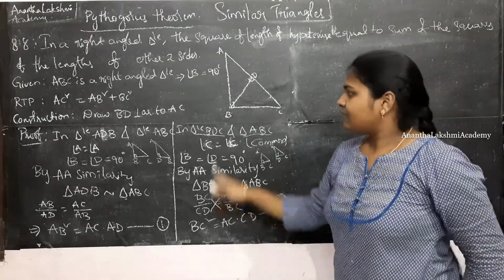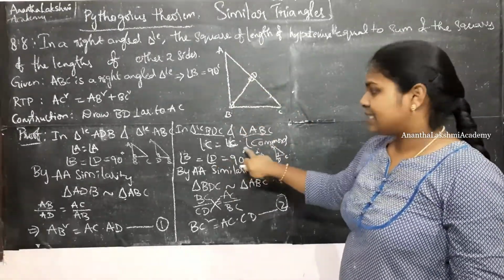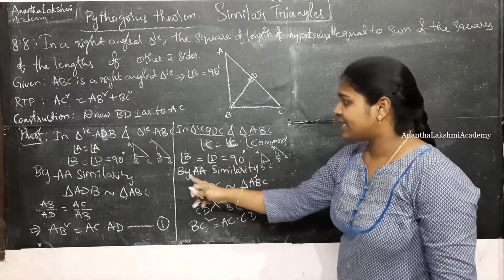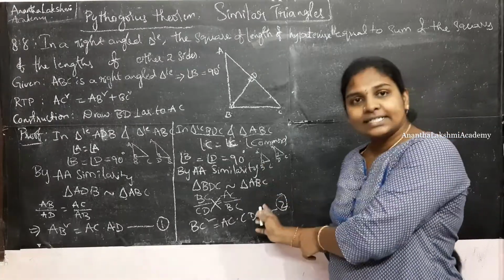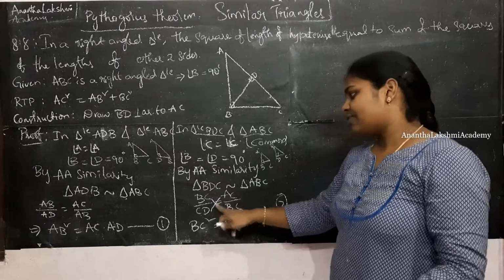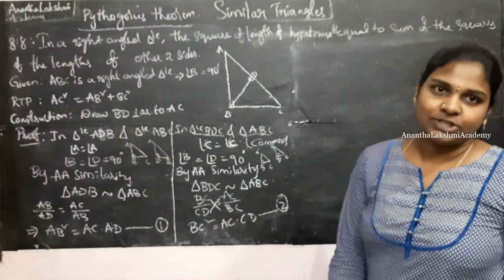In triangle BDC and ABC, angle C is common to them. Angle B is equal to angle D is equal to 90 degrees. By AA similarity, the two triangles are similar. Once they are similar, the ratio of their sides is equal. And hence, from there, we got the second equation, BC square is equal to AC into CD.